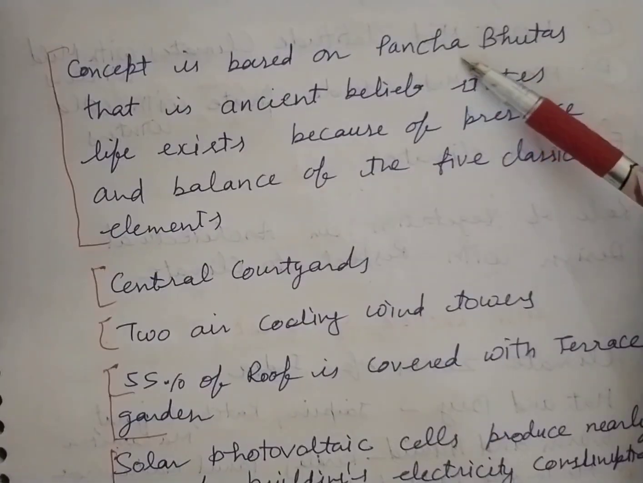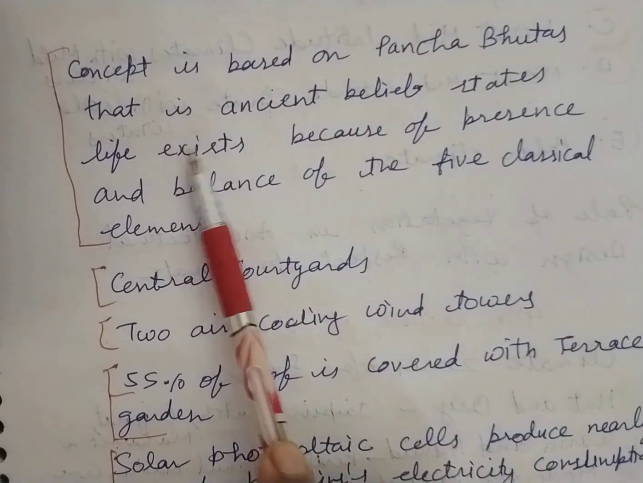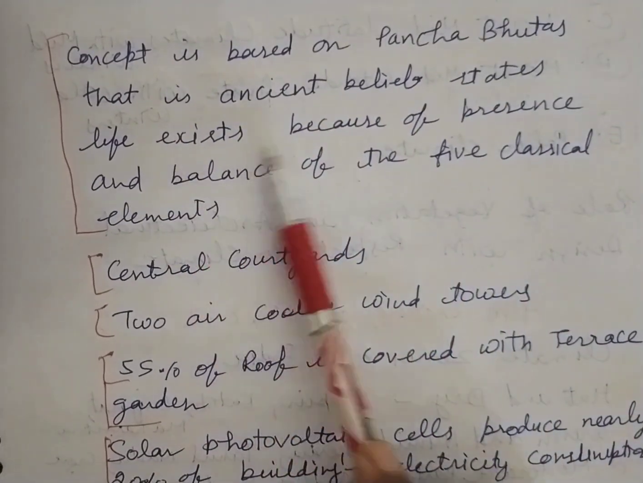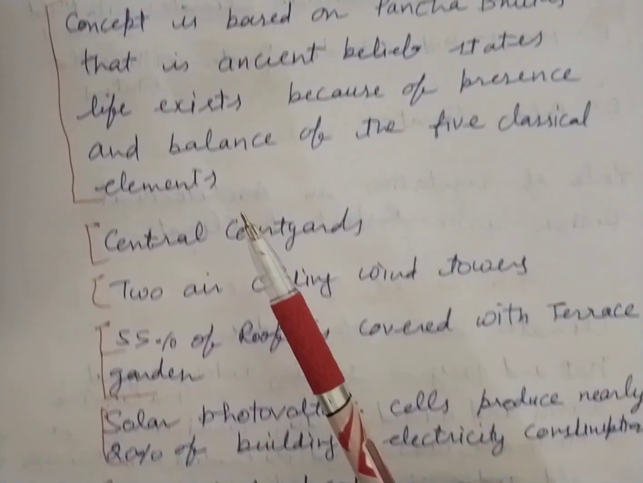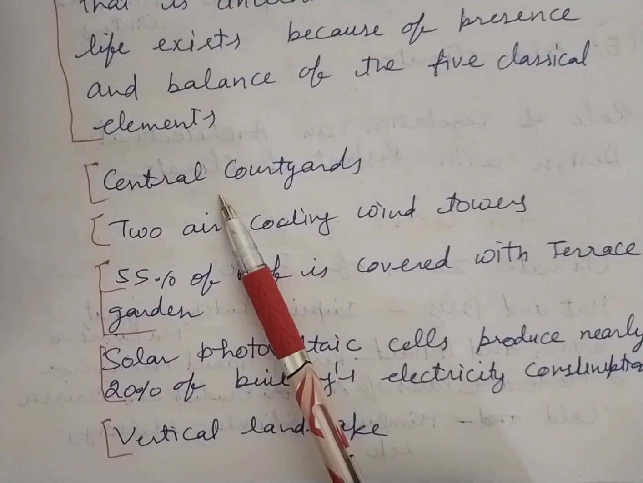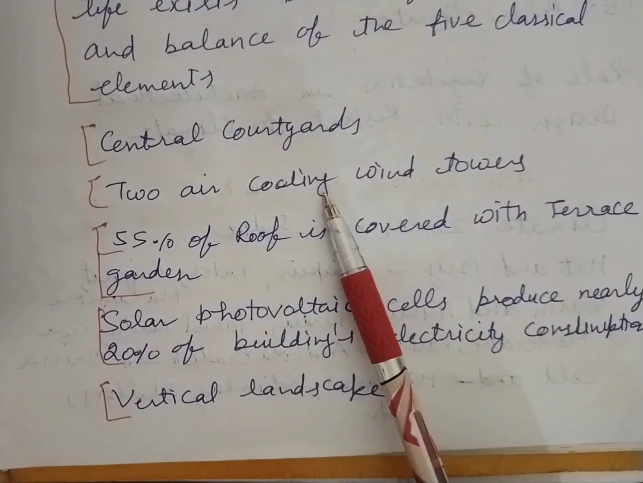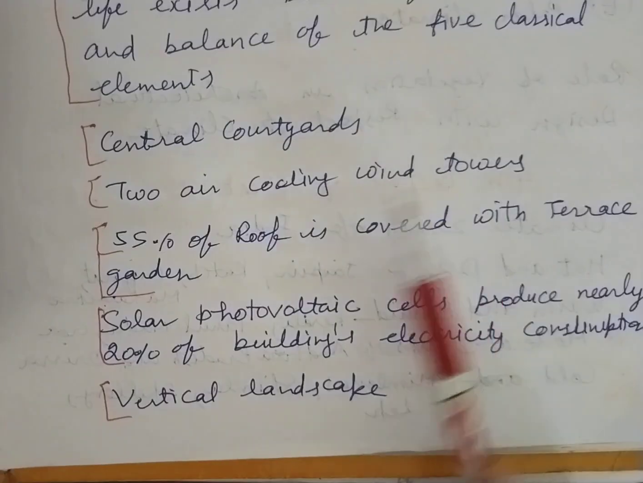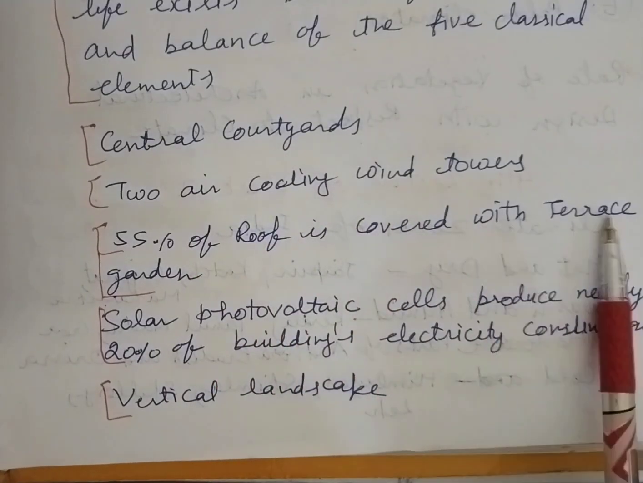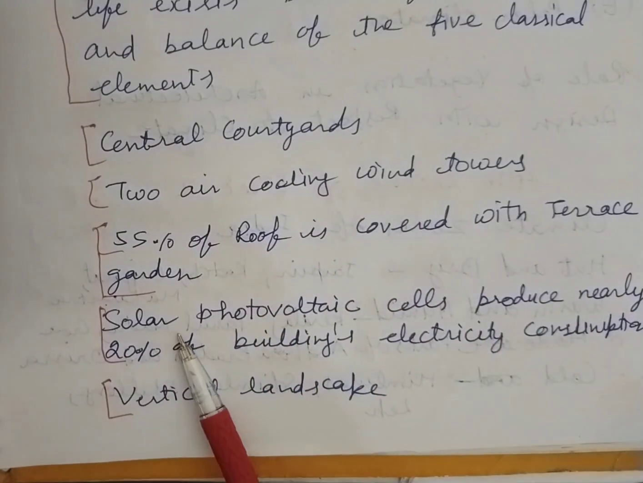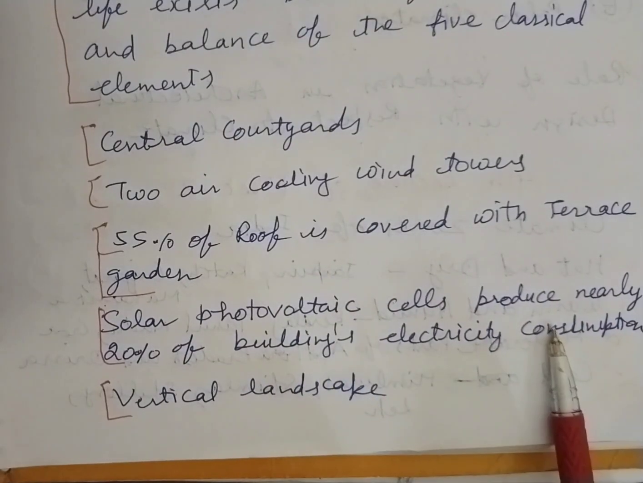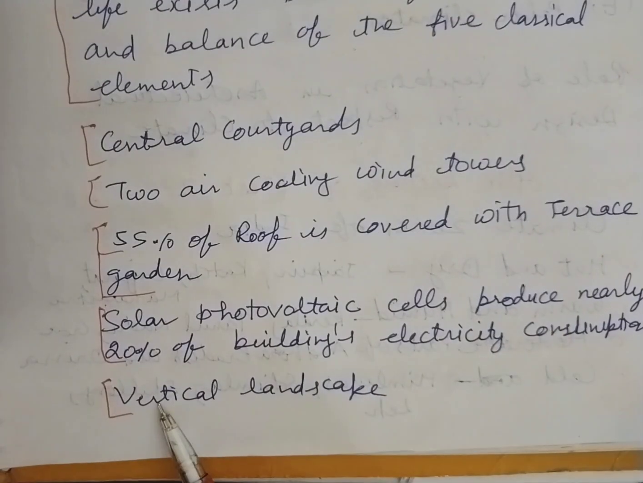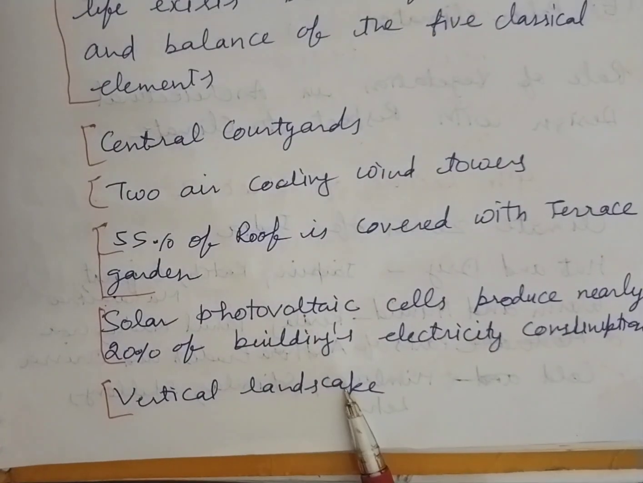Concept is based on the Panchabhutas, that is ancient belief states life exists because of the presence and balance of 5 classical elements. It has central courtyards, 2 air cooling wind towers, 55% of roof is covered with terrace garden. Solar photovoltaic cells produce nearly 20% of building electricity consumption, and it has vertical landscape.